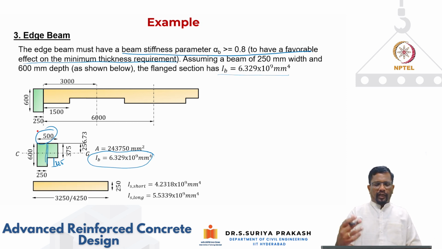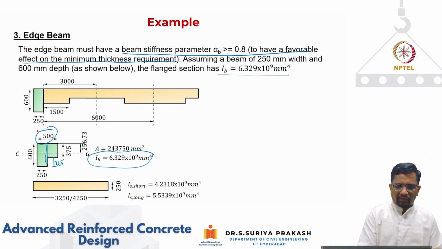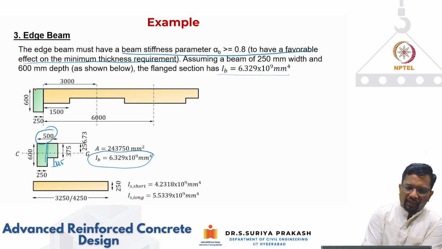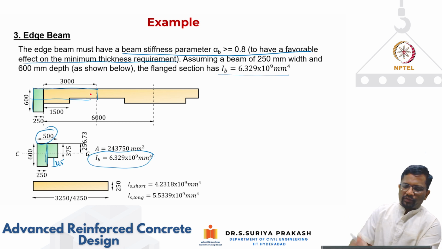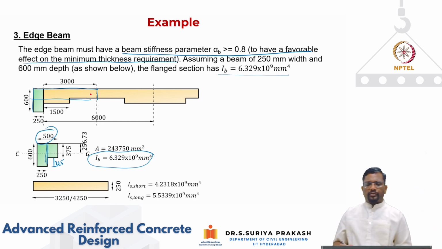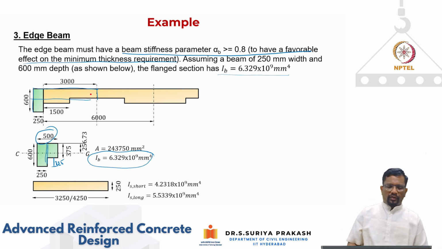And for the slab, now we have the edge panel direction. If you see here, that's what we are seeing. This is the slab that is going to start from here to here. What is the width that we are talking about? 3,250 or 4,250, and the thickness is 250.